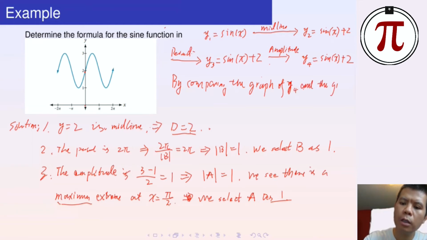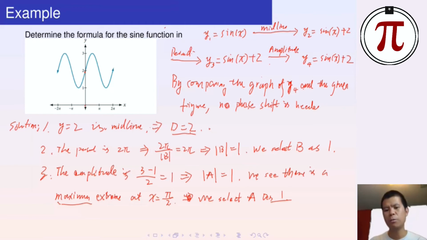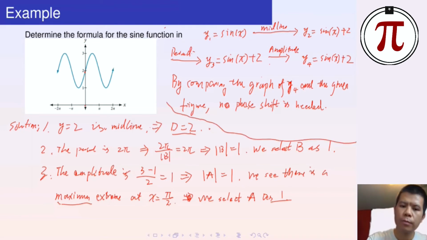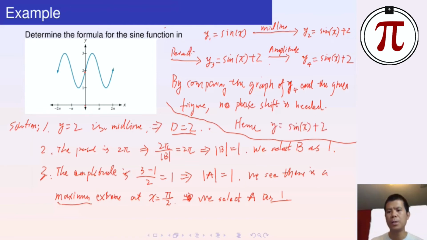And in the given figure, no horizontal shift is needed. Yes, no phase shift is needed. So therefore, our final equation is sine x plus 2. Once, y equals simply sine x plus 2. Easy, right? This is very easy.